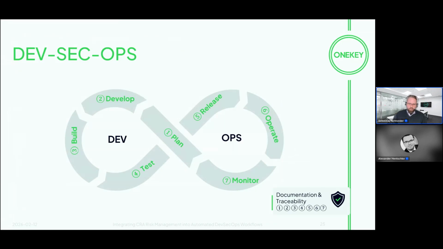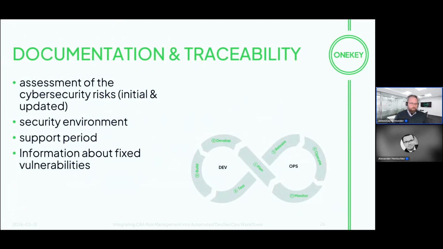Then we have the topic of documentation and traceability, and this is actually relevant for all the phases of the DevOps lifecycle. So you need to do the assessment of the cybersecurity risk, of course, the initial assessment, and to update it every time you change the product, but of course also every time the threat landscape evolves, you need to update your risk assessment. But you also need to document your risk assessment, to be very transparent to your users what risks are taken into account, which goes hand in hand with the documentation of the security environment.